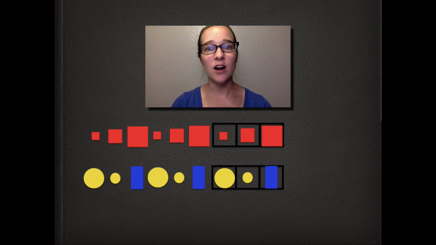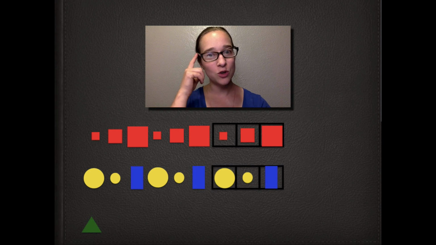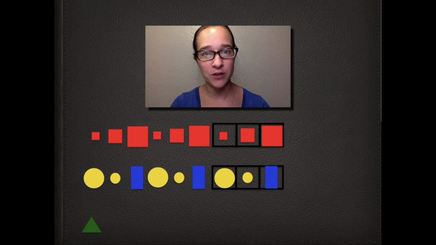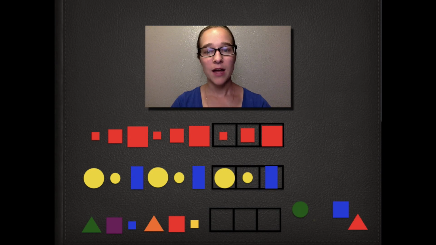Good. And our final pattern is really kind of confusing because there's lots of different colors, but if we try to ignore the colors and just think about the shapes, that's going to help us to figure it out. So we have a large triangle, a large square, and a small square, a large triangle, a large square, and a small square. And let's look at all of our options here. How are we going to finish it? Large triangle, large square, small square.